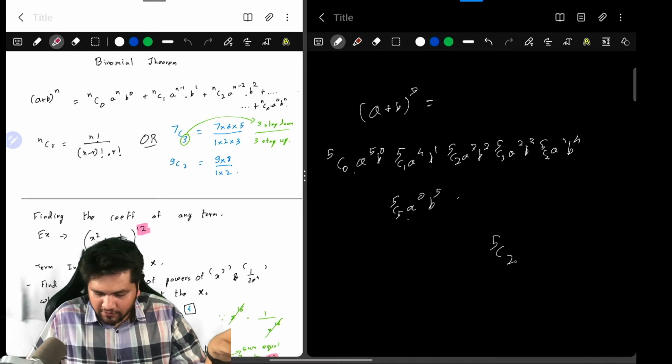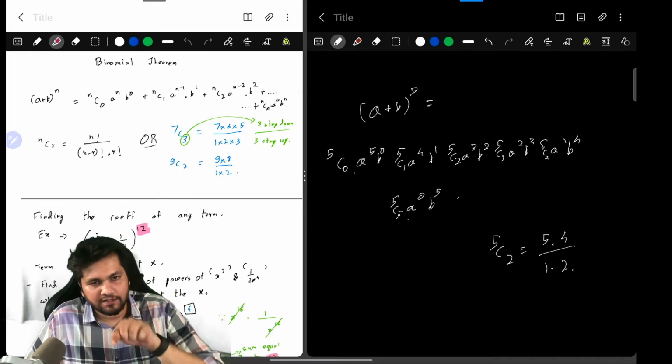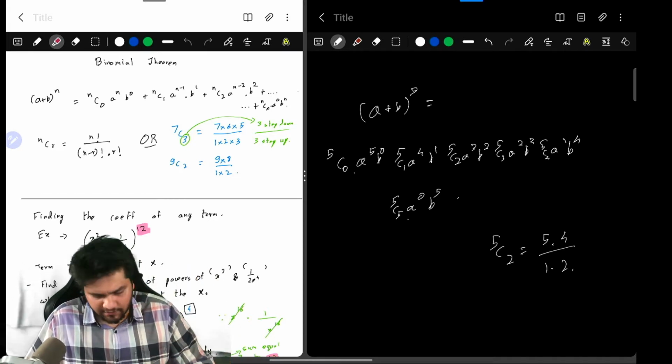If it is 5C2, that means what? It will be 5 into 4 upon 1 into 2. That means what? 2 steps down, 2 steps up. We will do it in permutation combination as well, don't worry.